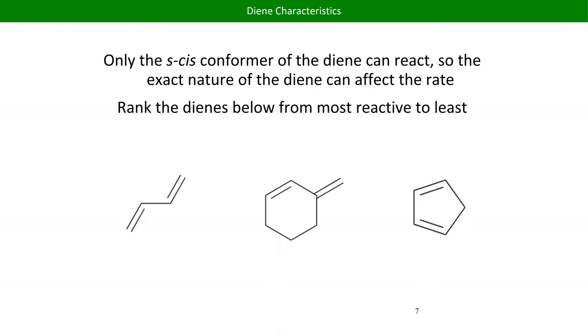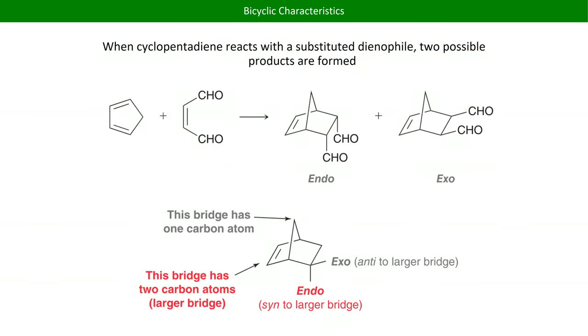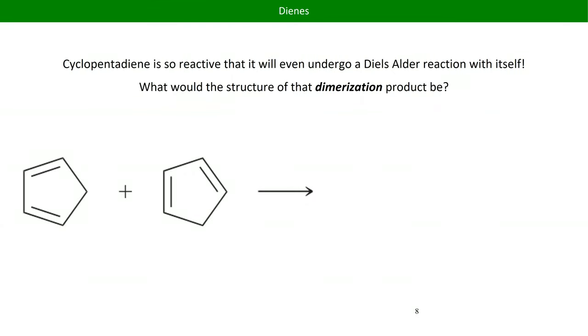All right, so 1,3-butadiene works to go through Diels Alder reaction, but cyclopentadiene is more reactive. So cyclopentadiene is sort of our gold standard for Diels Alder reactions, because it reacts so quickly and easily. However, that changes things a little bit. Cyclopentadiene will actually react with itself to go through a Diels Alder reaction.